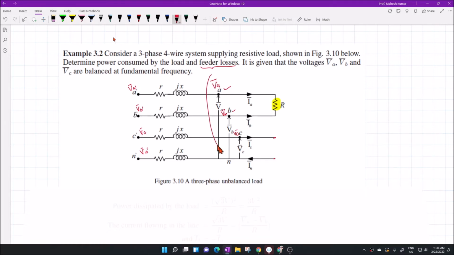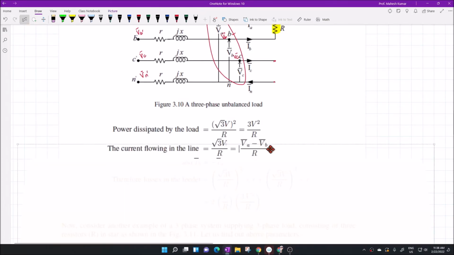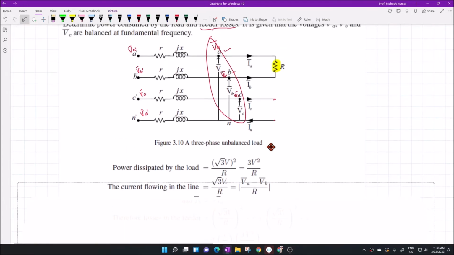These voltages are balanced. We have to find the various power components in this system. So let us find out, to find power we need two parameters, voltage and currents, because the power is the product of voltage and current. Now let us find out the losses or the output power.